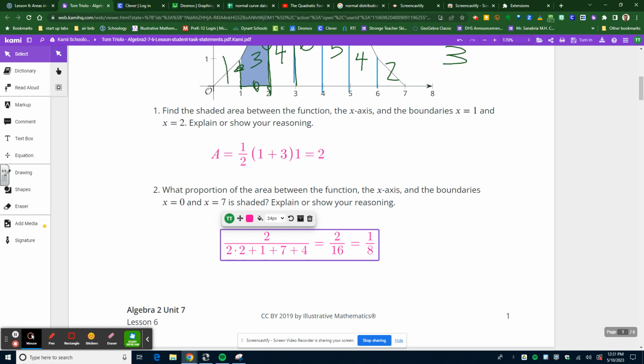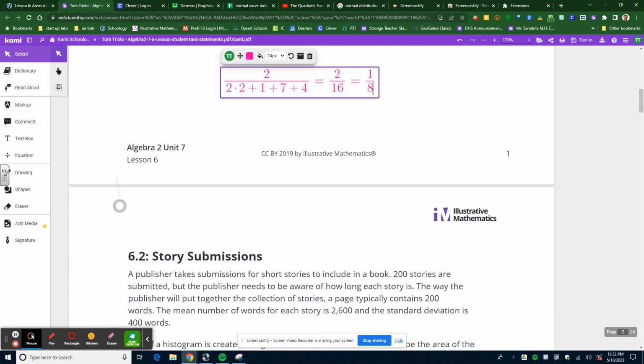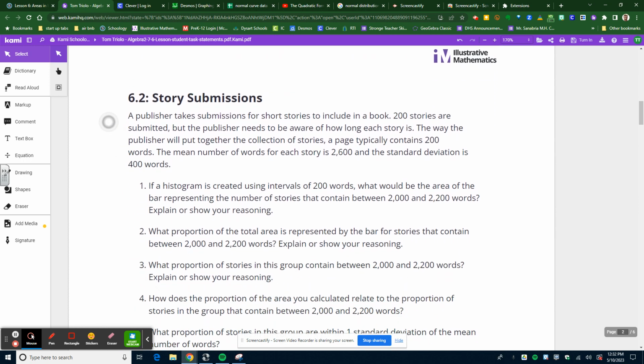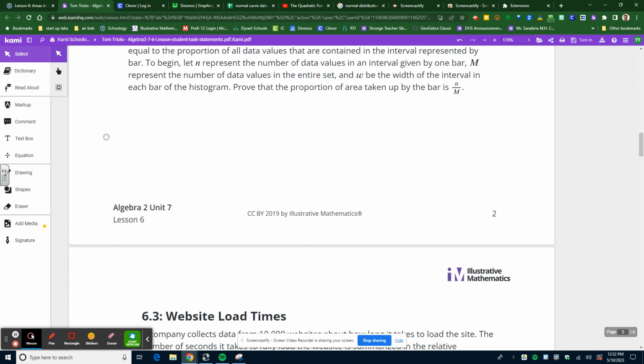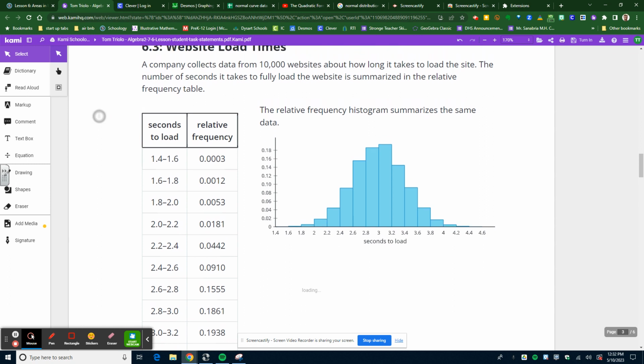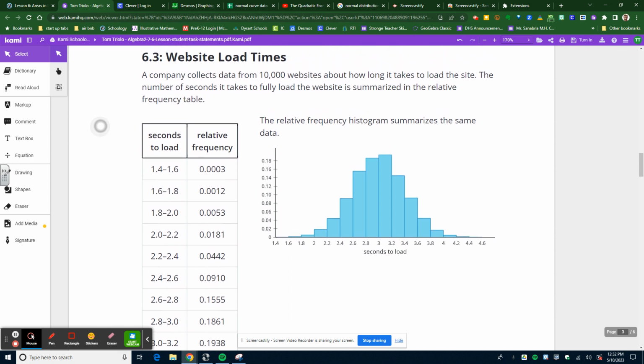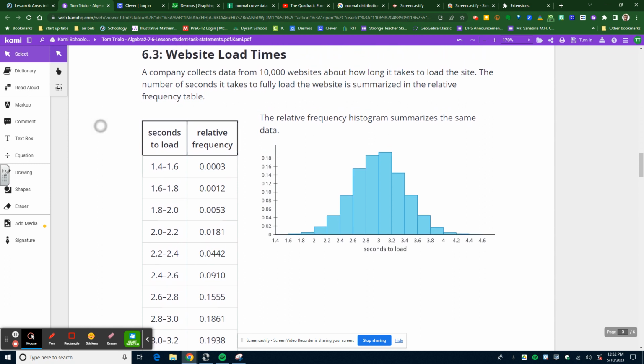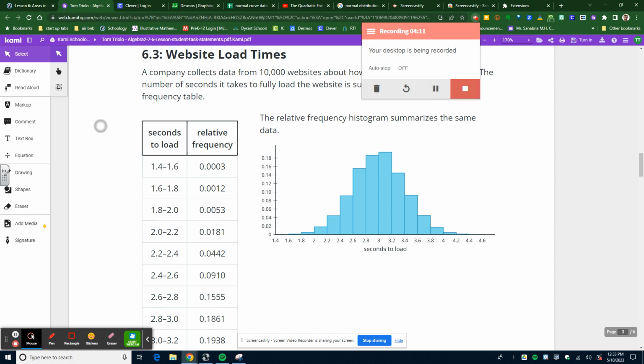And we're going to be talking a lot about areas underneath the curve today. That's pretty much the last new stuff you're seeing for the entire year. So I want you to take a minute. We're going to skip this one. Go to the website load times, read through that, and then we'll talk a little bit more. Skip to 6.2 and go to 6.3.